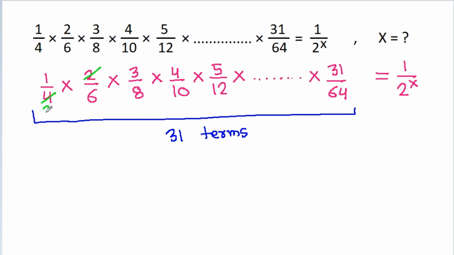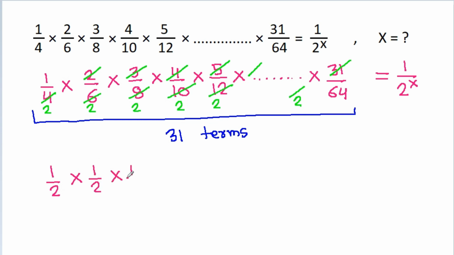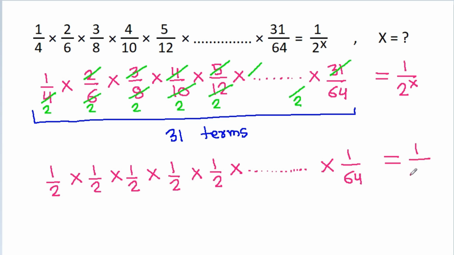And 2 times 2 is 4, 3 times 2 is 6, 4 times 2 is 8, 5 times 2 is 10, and 6 times 2 is 12, and in the same way 31 times 2 will be 62. So it is 1/2 times 1/2 times 1/2 times 1/2 times 1/2 times, and it is 1/64, that is equal to (1/2)^x.